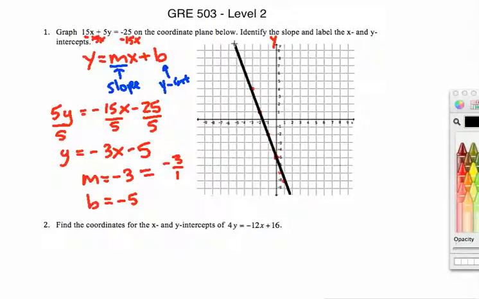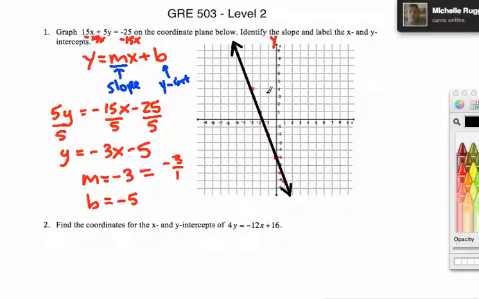right here that has a slope of negative 3, and it goes through the y-axis at negative 5. And so you should be able to pick out the correct graph from several. So if you were given several different graphs, you should be able to pick those out.